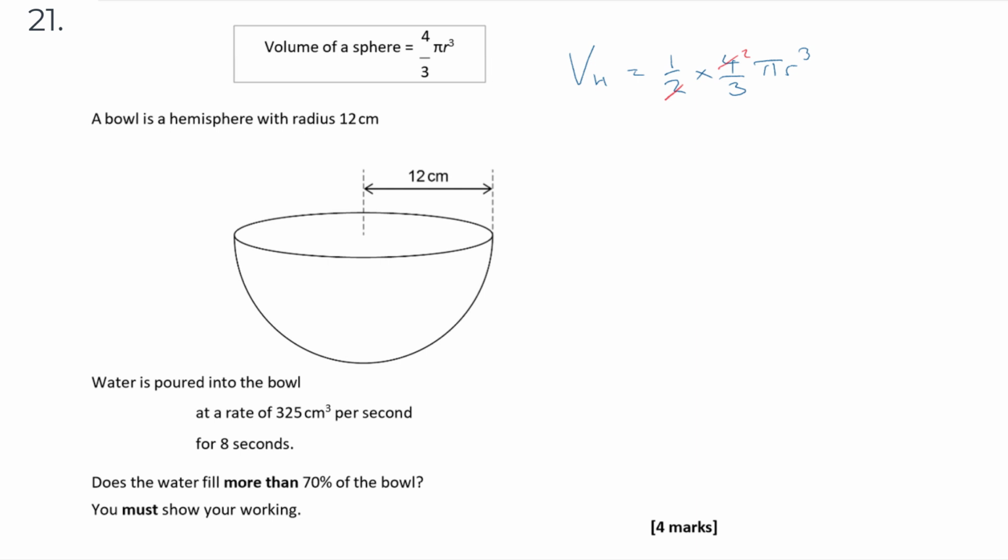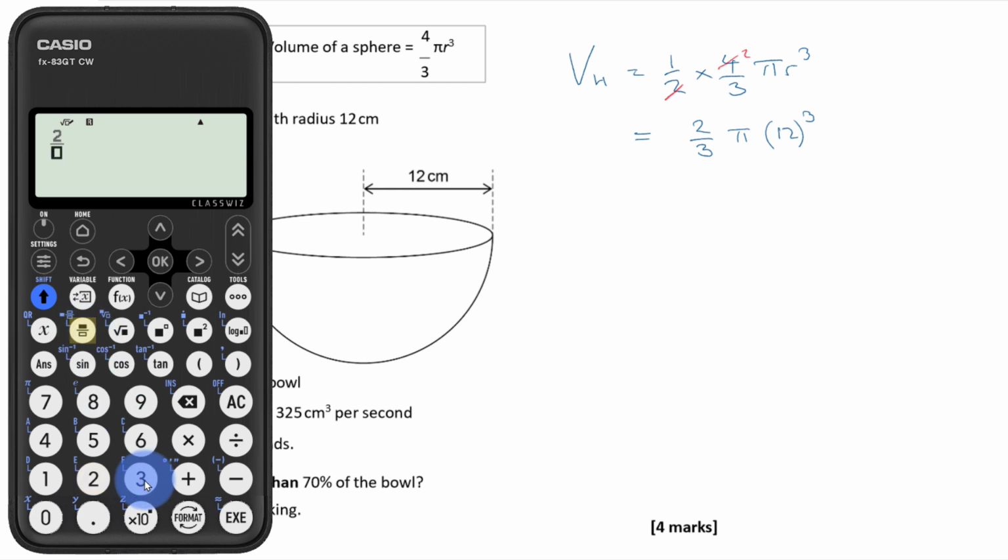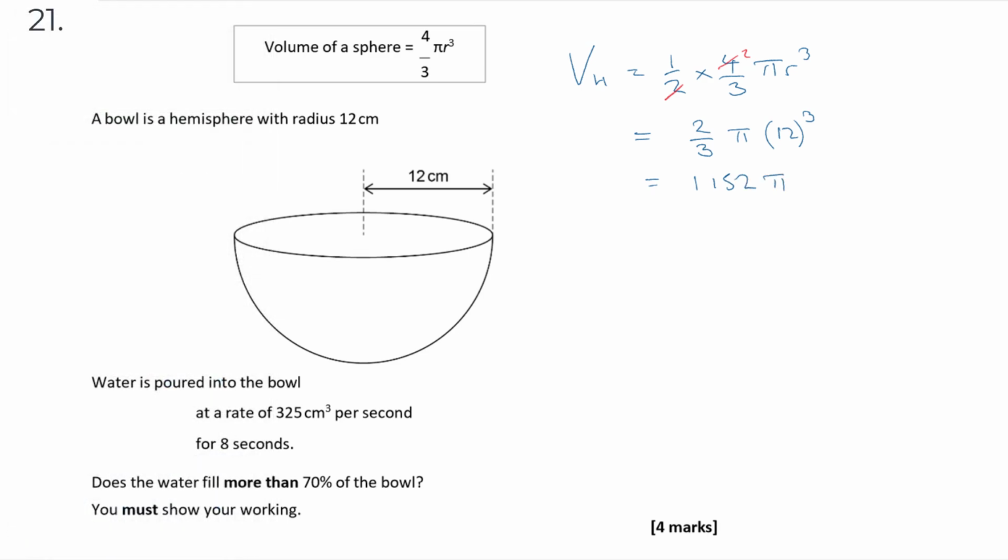And then what is r? R we're given as 12, so that's 2/3 of pi times 12 cubed. Now I'm going to type this into the calculator, but I'm just going to leave it in terms of pi, just to make it easier to write down. So I'm going to do 12 to the power of 3, and then times 2 divided by 3, and that comes to 1,152. So that is 1,152 lots of pi. I'll evaluate it at the end. I don't really need it now.